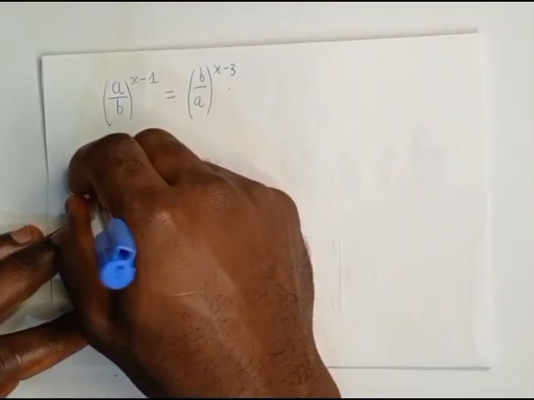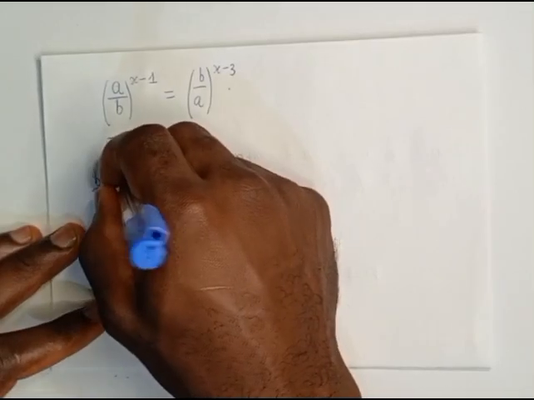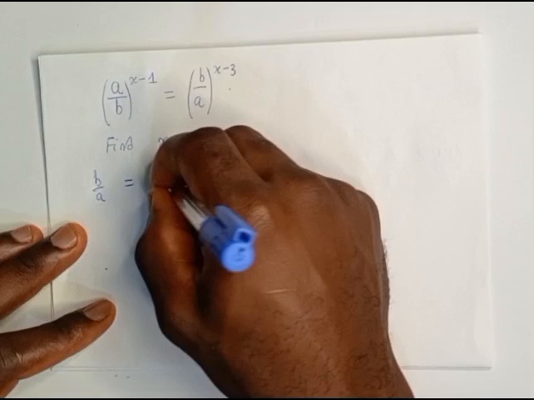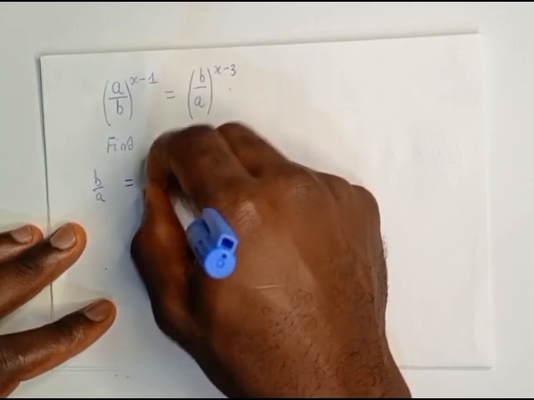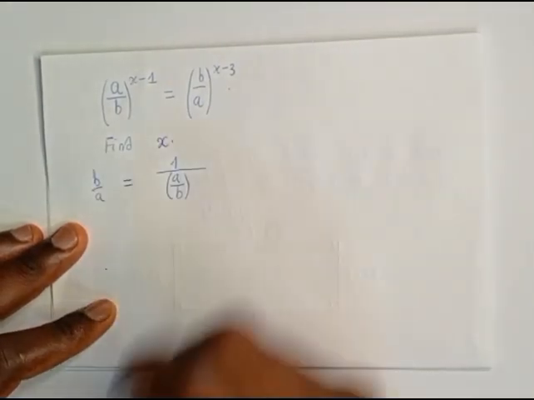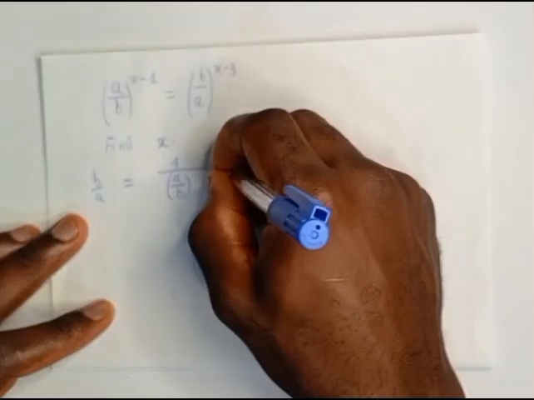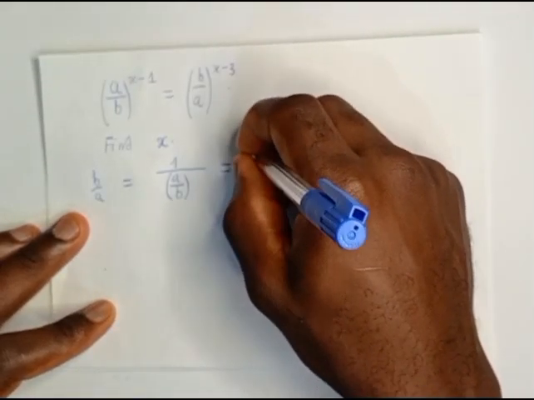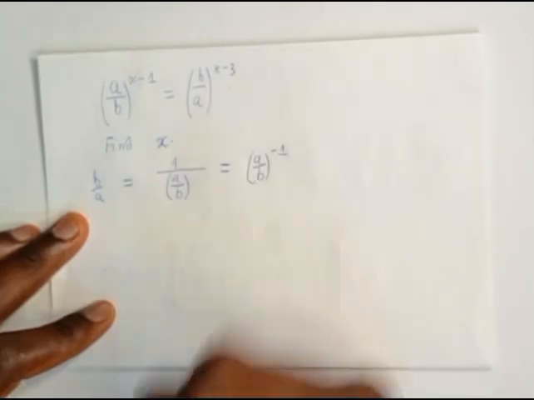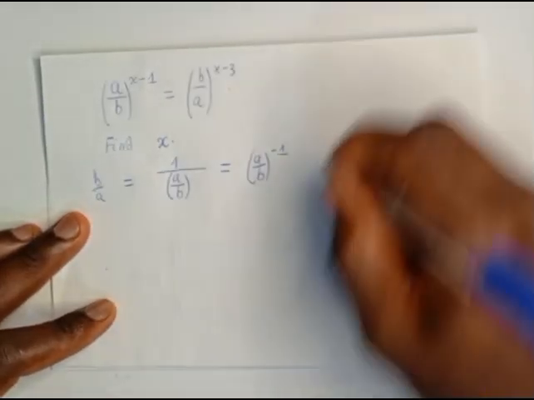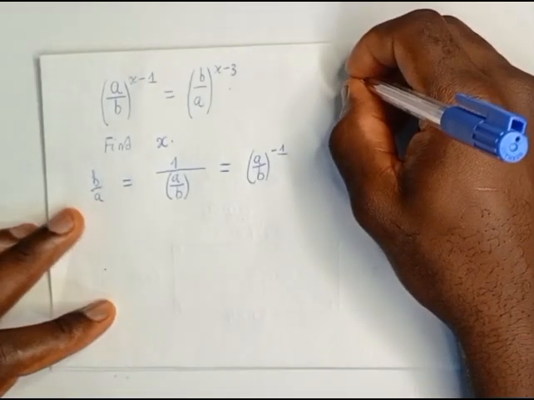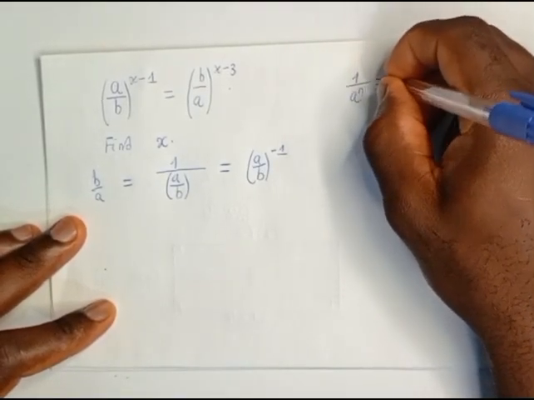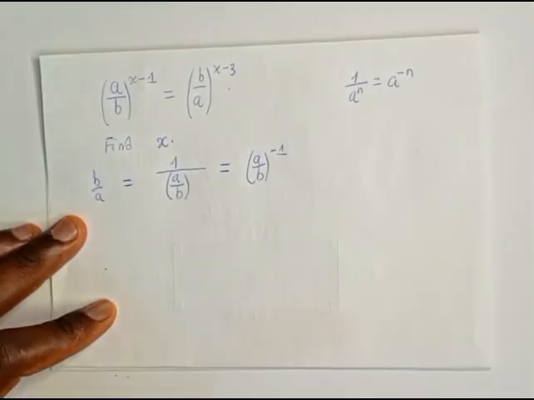First, we know if you take b over a, it is simply the reciprocal of a over b. And this is simply the same as a over b, all this raised to the power -1. Remember, there is a law of indices which states that 1 over e raised to the power n is simply equal to e raised to the power -n.